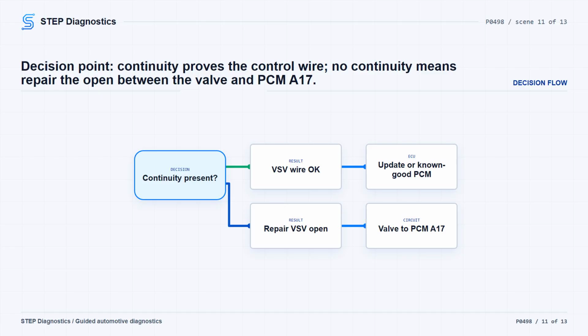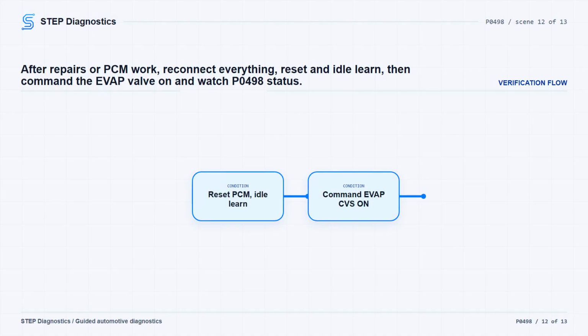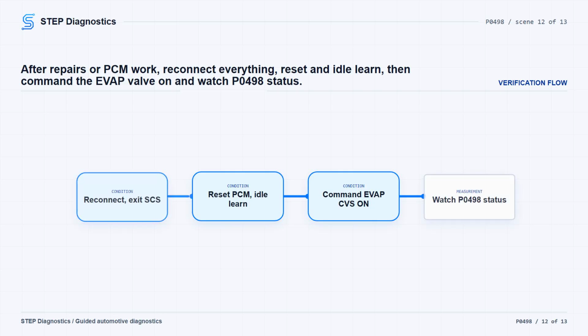Then verify the repair. Keep verification separate from the circuit testing. Turn the ignition switch to LOCK (0) or select OFF mode, reconnect all connectors, and exit SCS mode with the HDS. Turn the ignition back to ON (II) or ON mode. Reset the PCM with the HDS. Do the PCM idle learn procedure. Then command EVAP CVS ON again through EVAP test in the inspection menu and single solenoid. Monitor the OBD status for P0498 in the DTC menu.